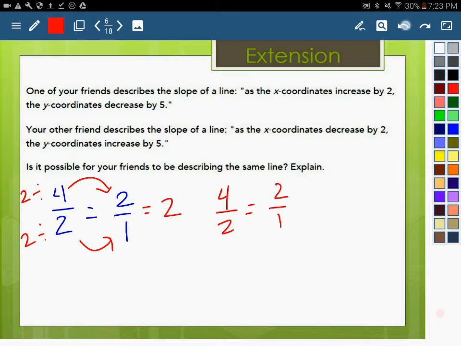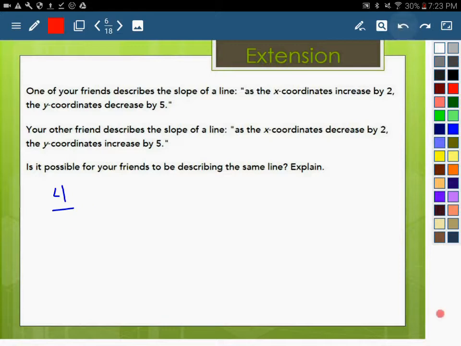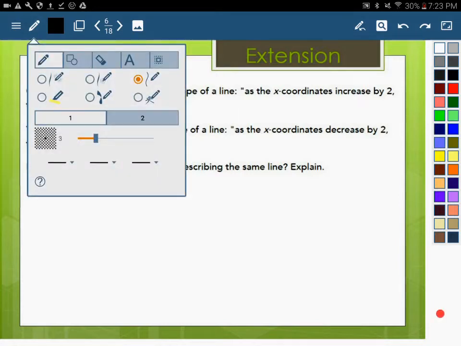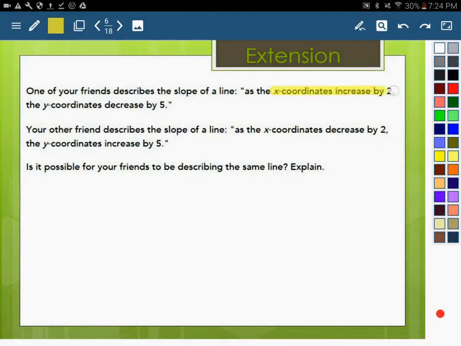Now, that's true also when we create slopes. In fact, another way we can create an equivalent ratio is by manipulating negatives. So let's read this situation and see if these two friends are really saying the same thing. It says, one of your friends describes the slope of a line as the x-coordinates increased by 2, the y-coordinates decreased by 5. Let's translate that. So the x-coordinates, let me get my highlighter. Okay, the x-coordinates increased by 2, y-coordinates decreased by 5.